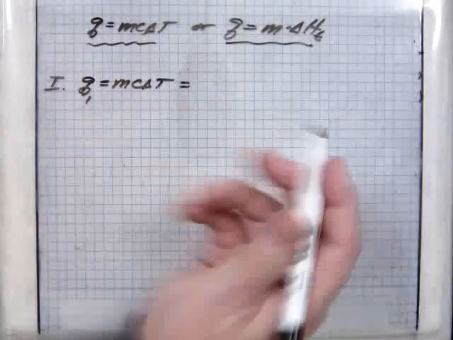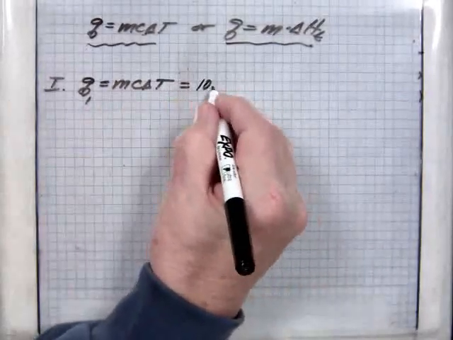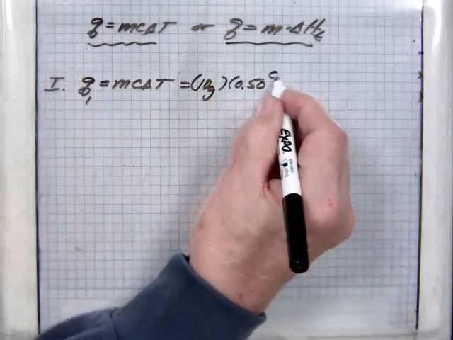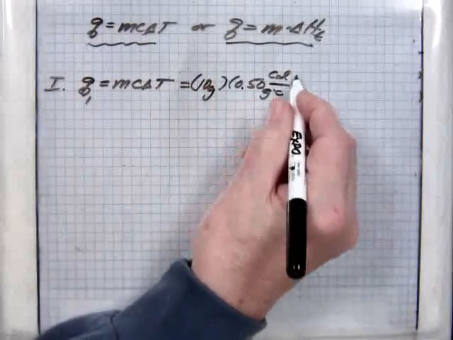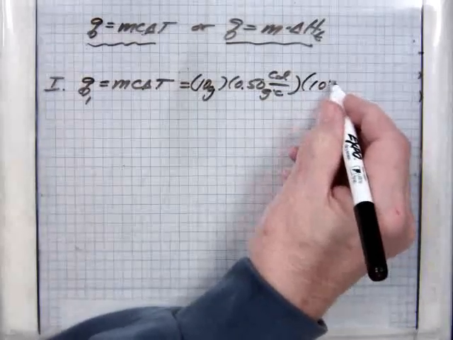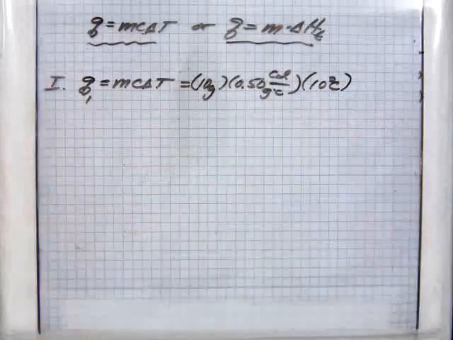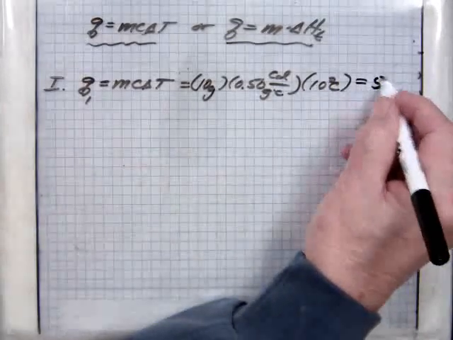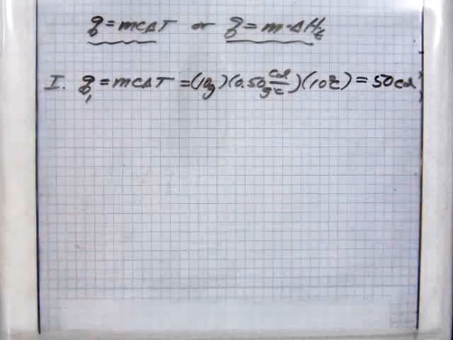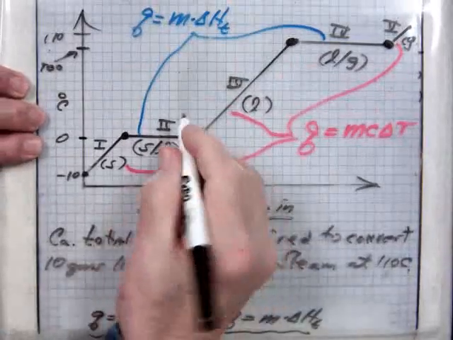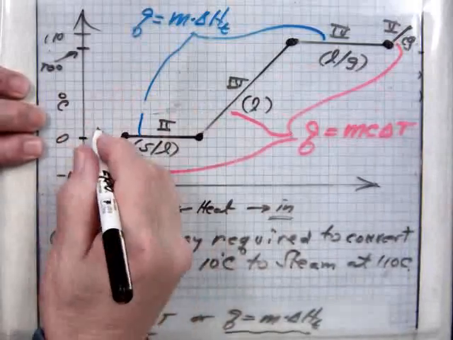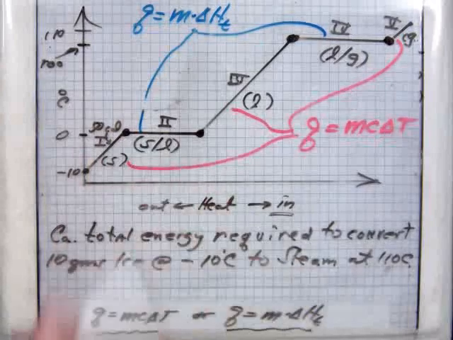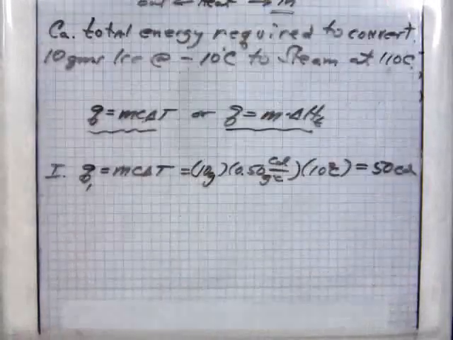And so according to the data given, you have 10 grams of ice. Its specific heat is 0.50, I'm going to use calories per gram degrees C, and it's going through a temperature change of 10 degrees C. It's warming from minus 10 to 0. Well, this gives us 50 calories for that first region. So this one would be 50 calories right here.